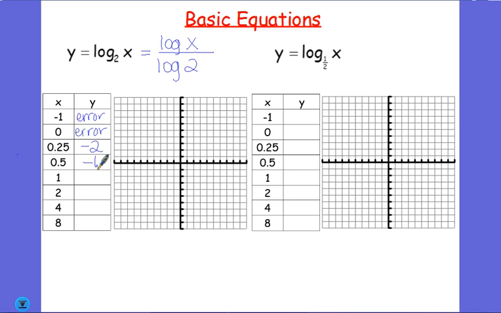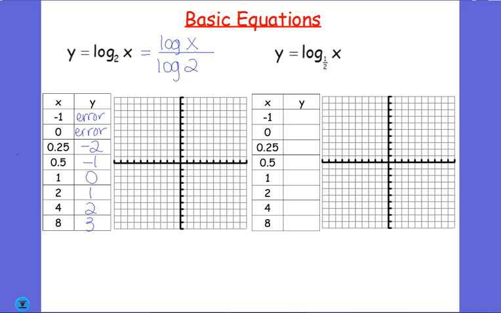Go ahead and pause and finish these 4 real quick. Finish filling in that table. So how did you do? You should have gotten, for 1, when you typed in log of 1 divided by log of 2, you should have gotten 0. When you typed in log of 2 divided by log of 2, you should have gotten a 1. When you typed in log of 4 divided by log of 2, you should have gotten a 2. And when you typed in log of 8 divided by log of 2, you should have gotten a 3.